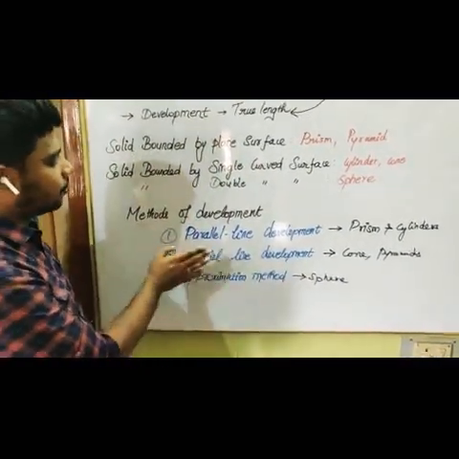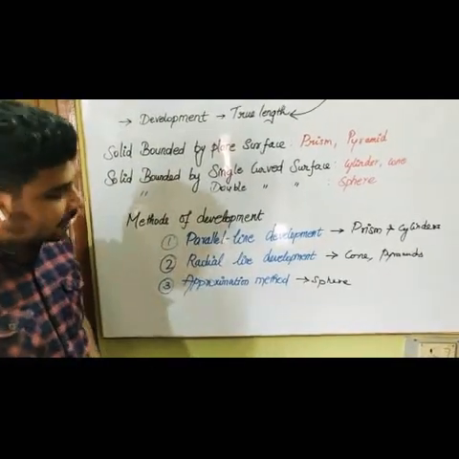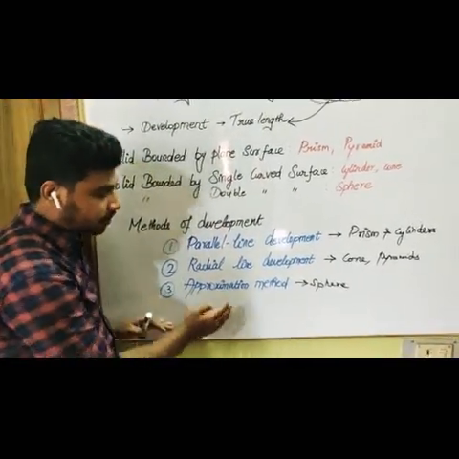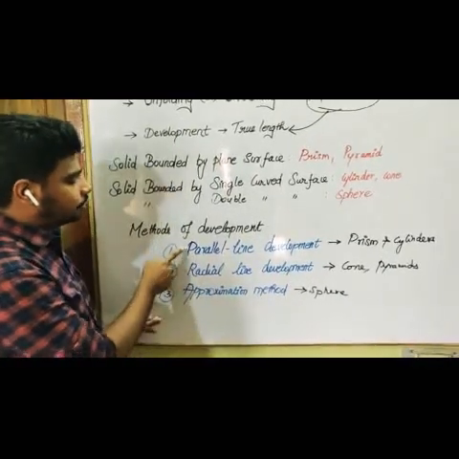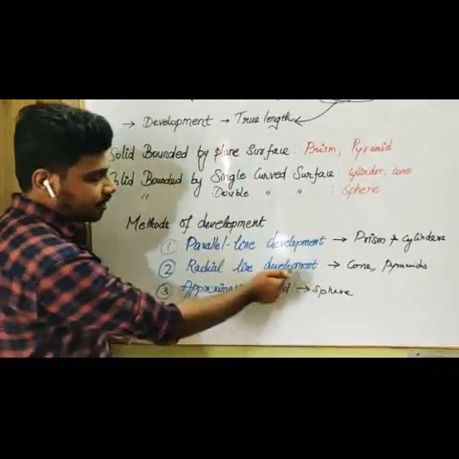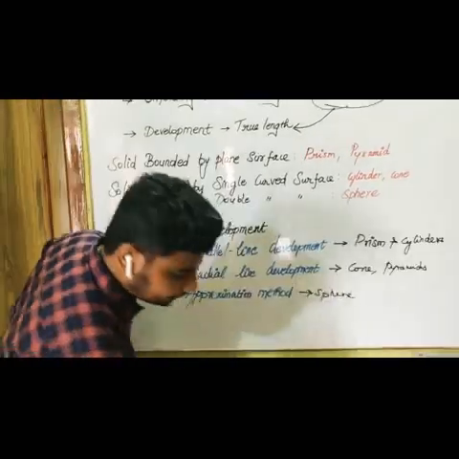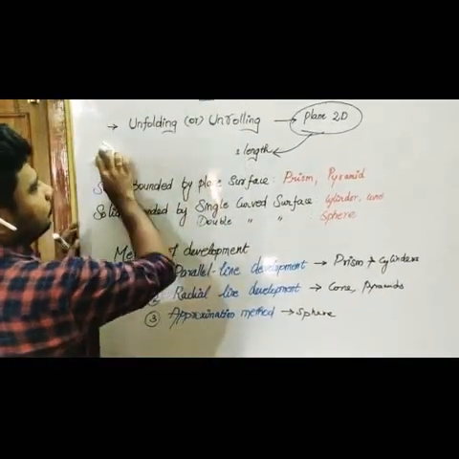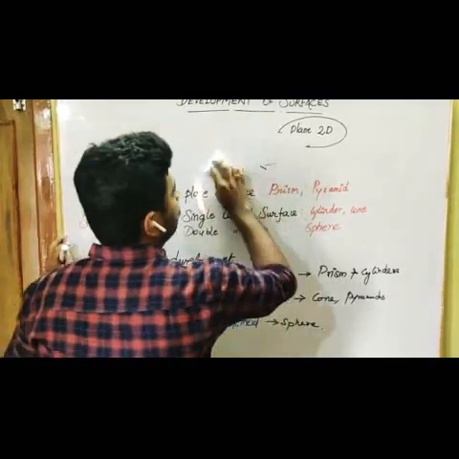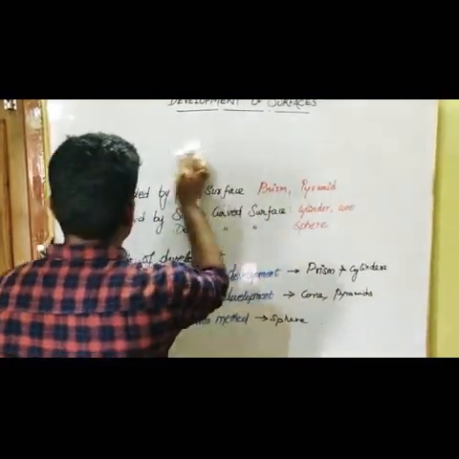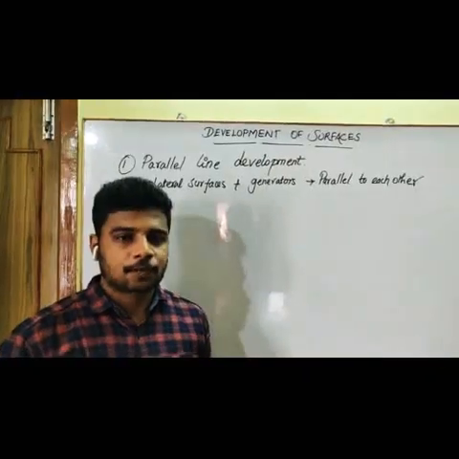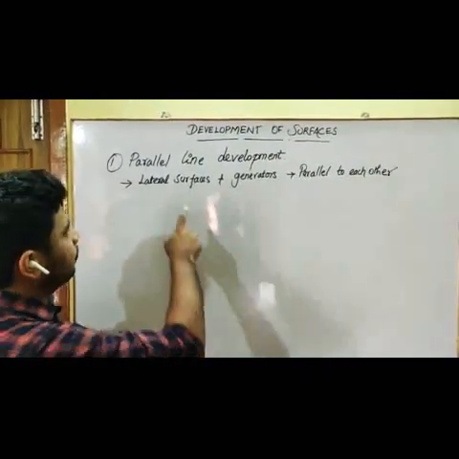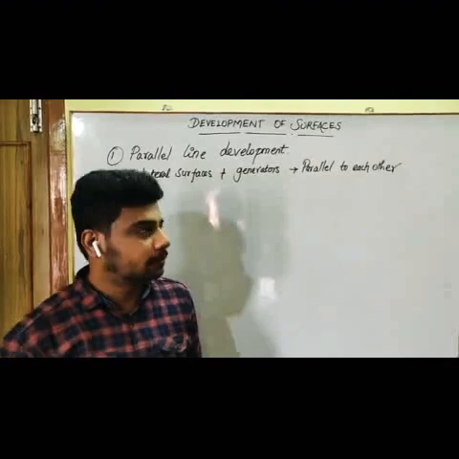We will see one by one what the parallel line method and the radial line method are. This approximation method we are not going to use now, so you don't need to worry about it. You are going to focus only on parallel line development and radial line development. So now we are going to see what we mean by parallel line development.